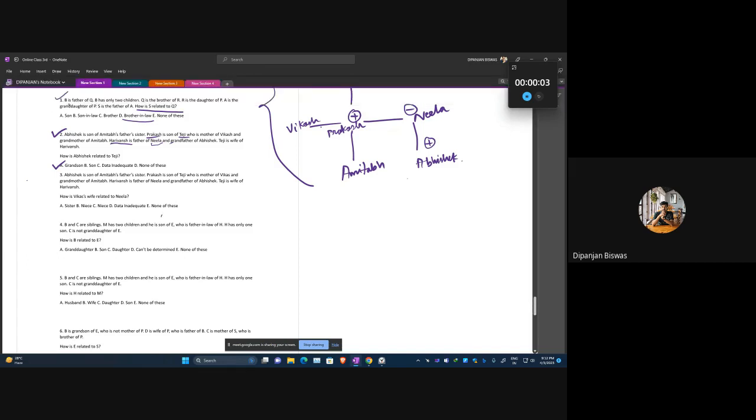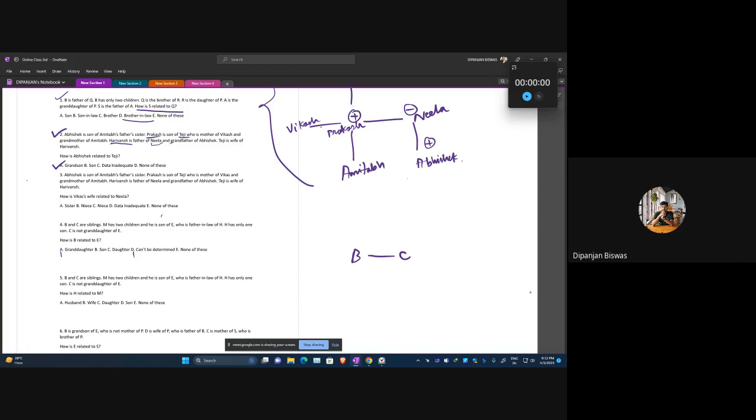So we have a first answer here and the clock is also up. So I'll just solve it. B and C are siblings. So they are in the same generation, but gender of anyone is not given. M has 2 children and he is son of E. Okay. The granddaughter is answer A. Okay, we are getting granddaughter. Someone is saying granddaughter and someone is saying can't be determined. Okay.